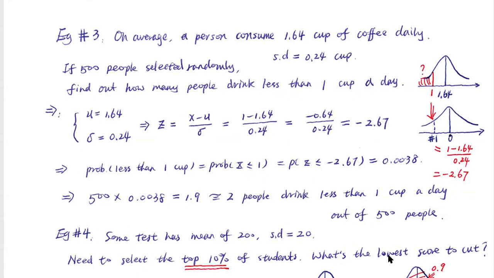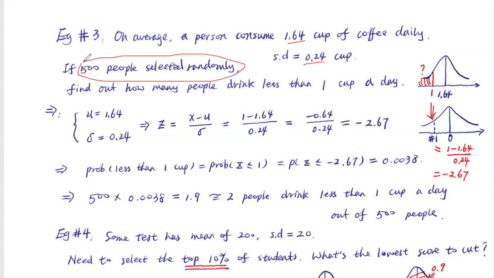Example number 3: on average, a person consumes 1.64 cups of coffee per day. The standard deviation is 0.24 cups, right? Whenever they give us this information, they assume that if we collect the data for each person, how many cups of coffee per day, that data will follow a normal distribution with the average 1.64 cups, a little bit more than 1 but less than 2. The standard deviation is also given here. Now the question changes a little bit: if 500 people are randomly selected.